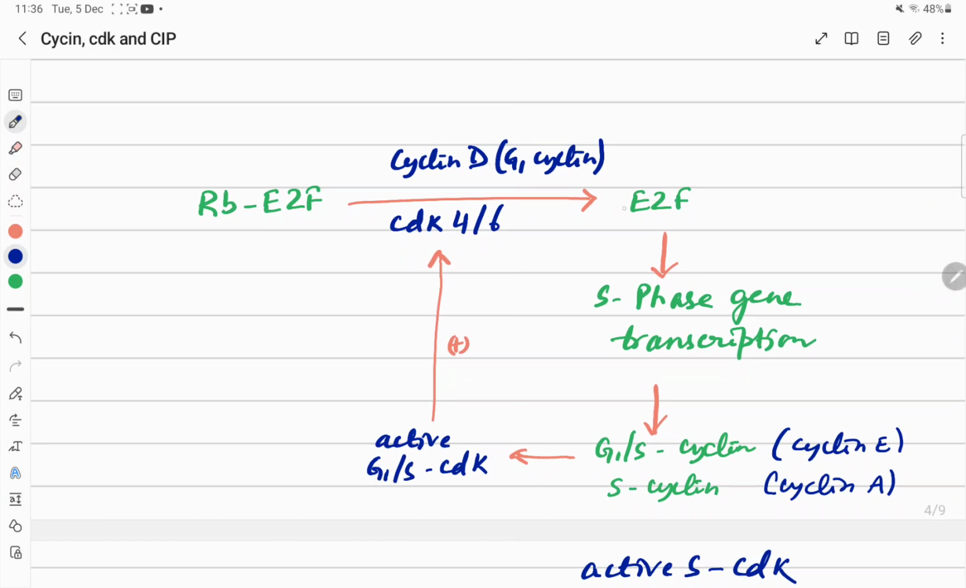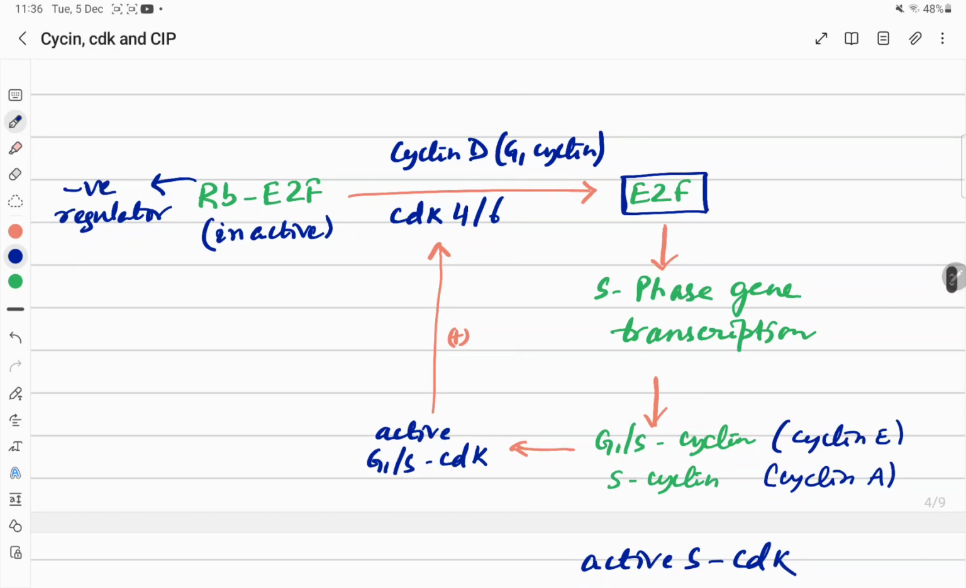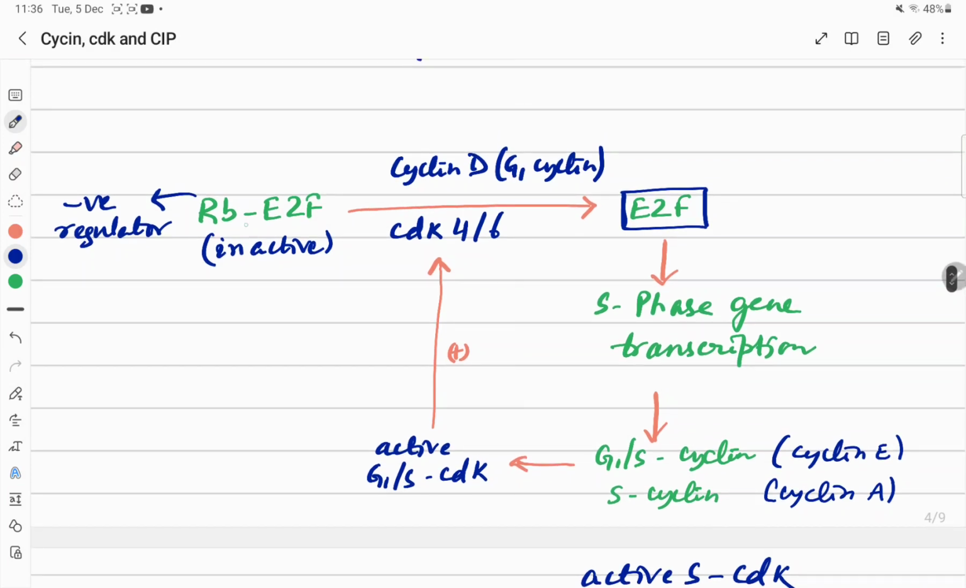Similarly, here there is another transcription factor E2F, which is activated by Cyclin D Cdk4 or 6 complex. So this E2F is in inactive form when it binds to the retinoblastoma. So retinoblastoma inactivates E2F. That's why we call this retinoblastoma RB a negative regulator. From the retinoblastoma gene there will be production of retinoblastoma protein, and that retinoblastoma protein acts as a negative regulator. That's why we call this retinoblastoma gene a negative regulator.